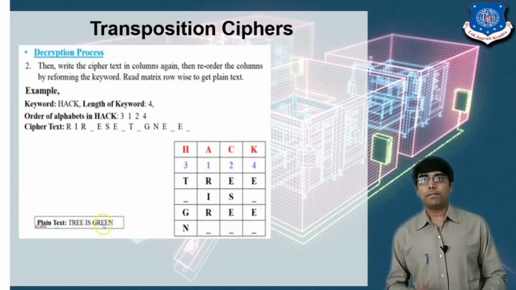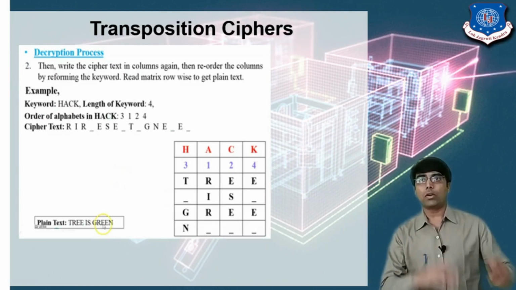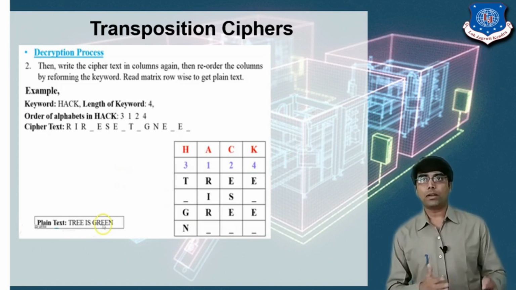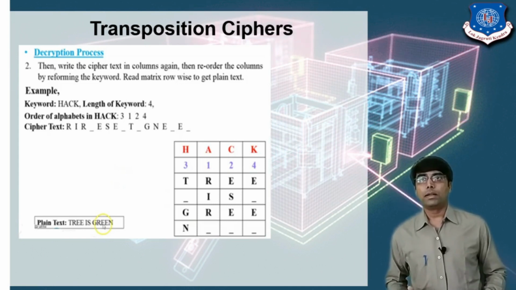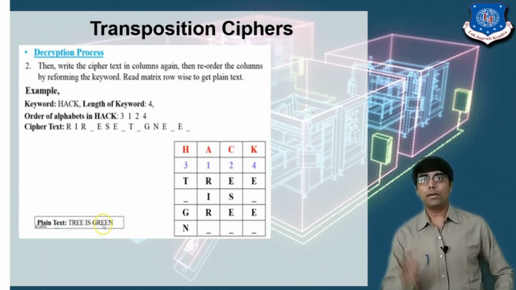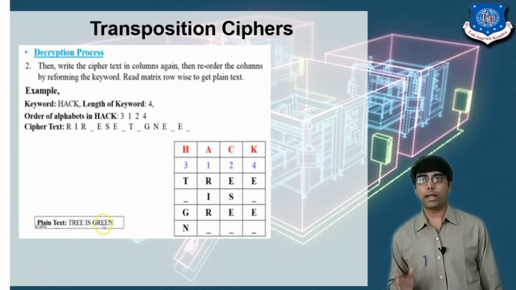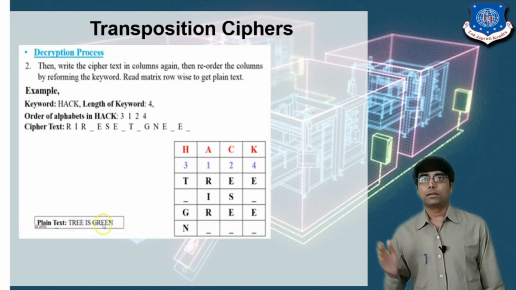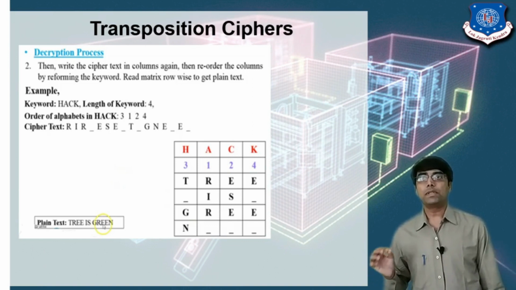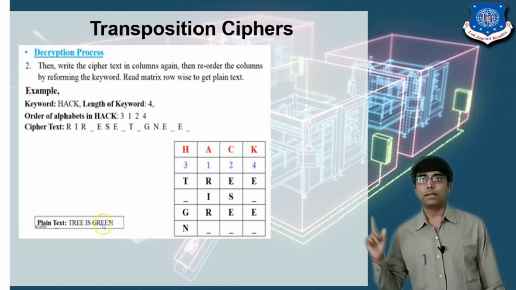Then write the ciphertext in columns again. Reorder the columns by reforming the keyword, and read the matrix row wise to get the plain text. So again we fill the matrix column wise. The first is RIR underscore. It means we reveal the second column, whose value is 1 and whose alphabet is A.